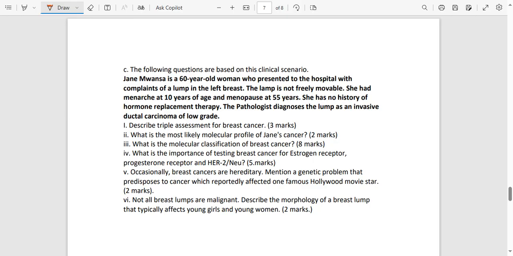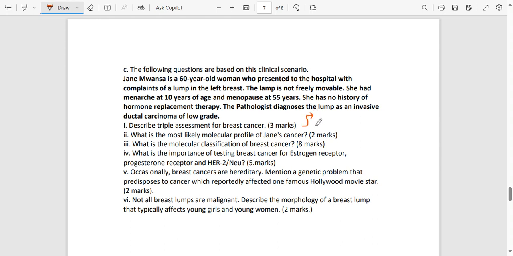The following questions are based on this clinical scenario. Jane Mwanza is a 60-year-old woman who presented to the hospital with complaint of a lump in the left breast. The lump is not freely movable. She had menarche at 10 years of age and menopause at 55. She has no history of hormone replacement therapy. The pathologist diagnoses the lump as an invasive ductal carcinoma of low grade. Describe the triple test or triple assessment for breast cancer. What makes up the triple assessment?